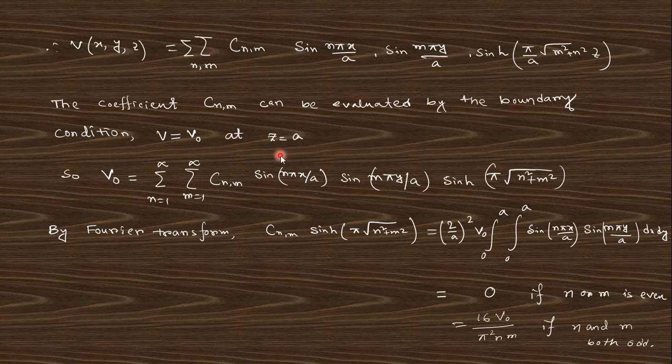The last boundary condition is at z equals a, where V equals V0. So V0 equals like that. Using Fourier transformation, this constant is written with two summations, so that's why two integrations are taken, right? If you calculate it, if n and m are both odd, then we get the value. If either or both are even, then this gives 0. I am skipping this mathematics; you can do it to verify this expression.